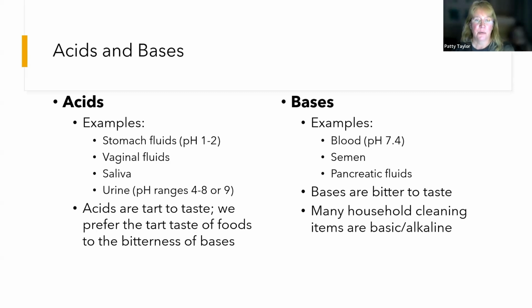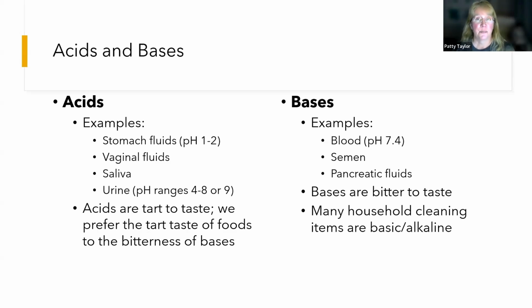So in looking at some examples in the human body, acids would include things like stomach fluids, which are really acidic. On the pH scale, they're around 1 or 2. Vaginal fluids, saliva, urine. Urine is an interesting case because it ranges from acid to base. In many cases, if we've had a recent protein-enriched meal, then you'll see that urine be on the acid end of the scale. Now, in terms of taste, as human beings, we actually prefer acidic, tart foods to the bitterness that comes from bases.